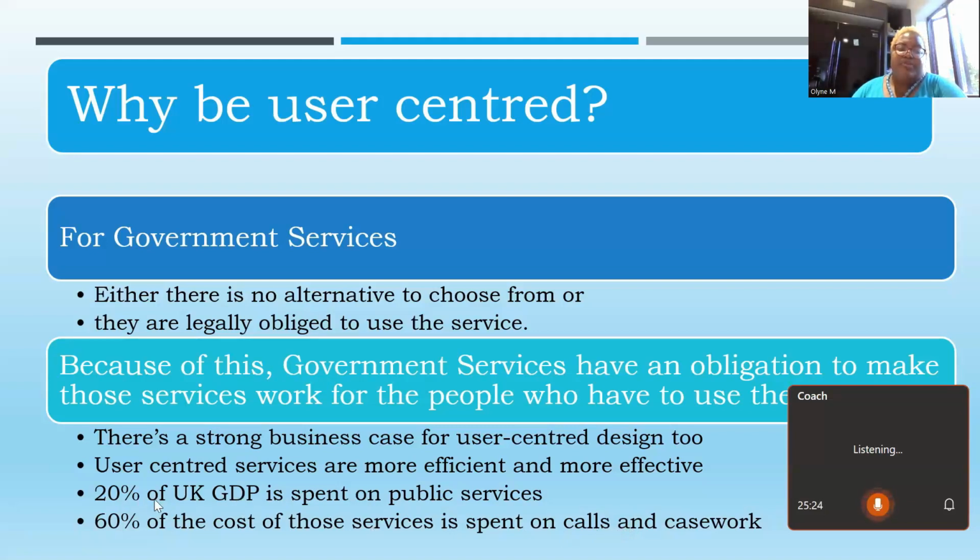So 20% of the UK GDP is spent on public services. So that's why there's quite a lot of roles within the public sector, because quite a lot of money is being spent on that. 60% of the cost of those services is spent on calls and casework. So if they could build something that people don't need to call, because 60% of the money is going there, then if we build a service that people understand, people can use, they don't need to call, they don't need to chase any cases and stuff like that.